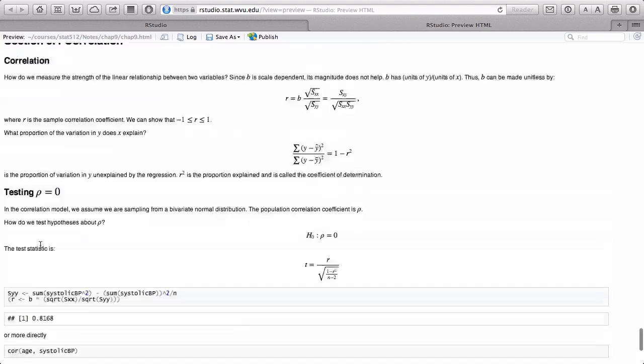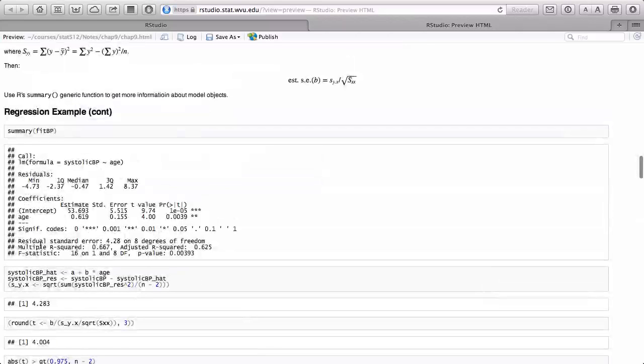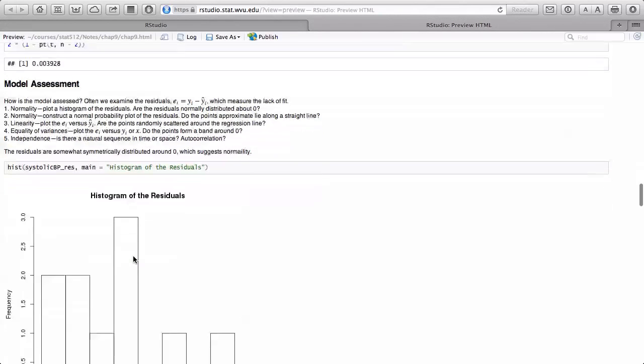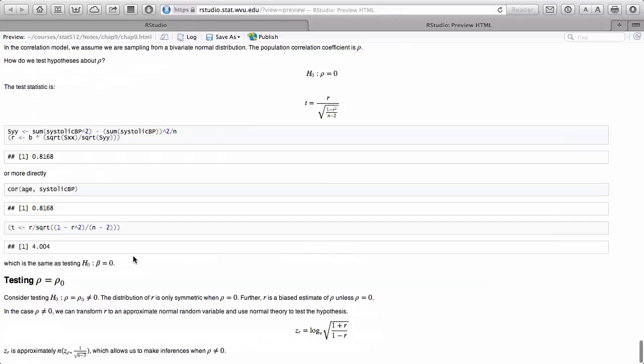Yeah, when I tested beta up here, when I had that table, that's this value right here. It's identical. In other words, testing beta equals 0 is identical to testing rho equals 0. So when I've tested beta equals 0, I have tested that rho equals 0. I don't have to do it.